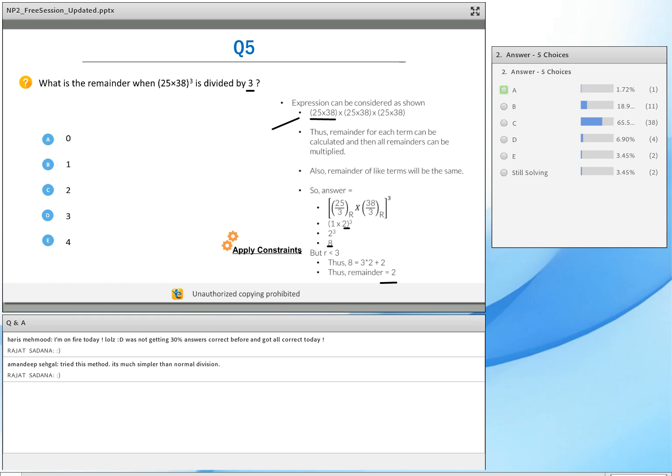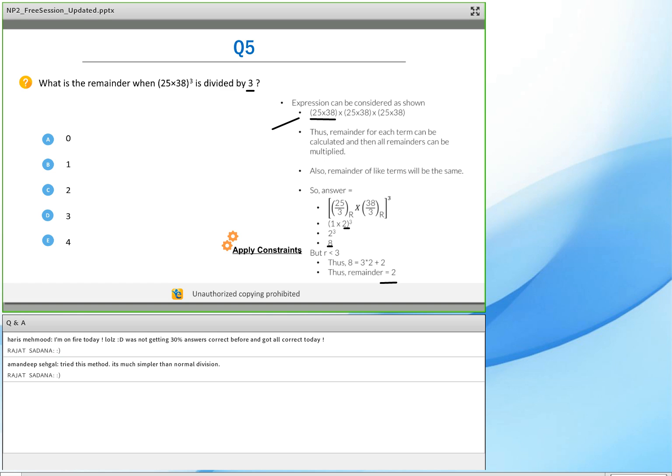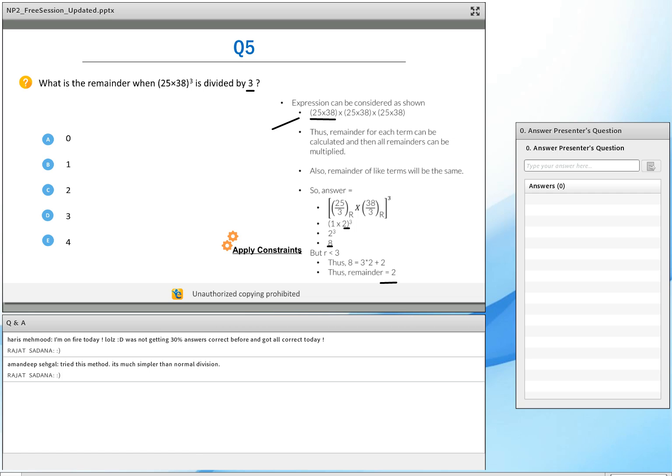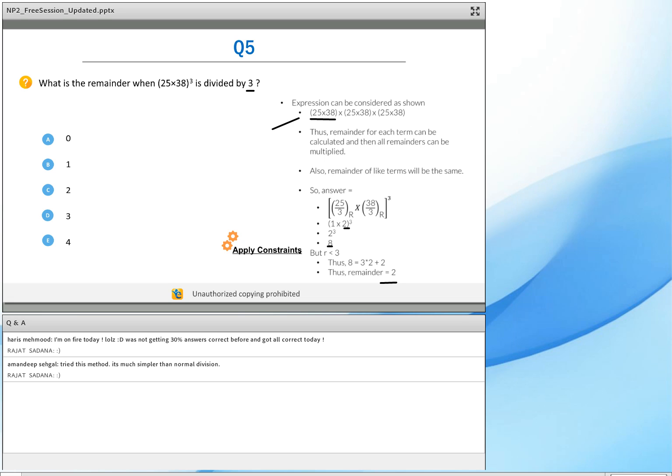Now, are you getting more comfortable with this approach? Let's get a few more responses. So let's build upon it. And we're going to now make things more interesting. We're going to go to a concept of what we call negative remainders.